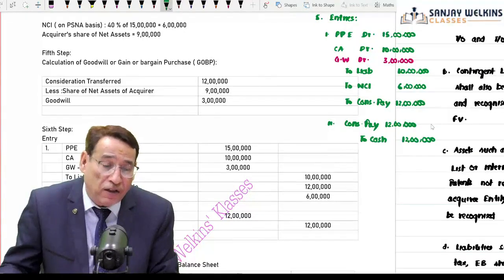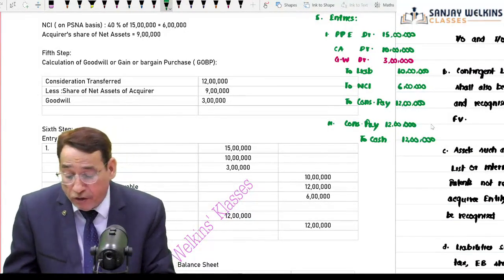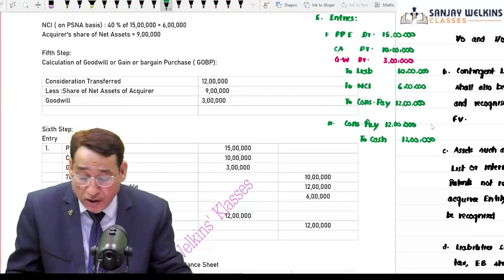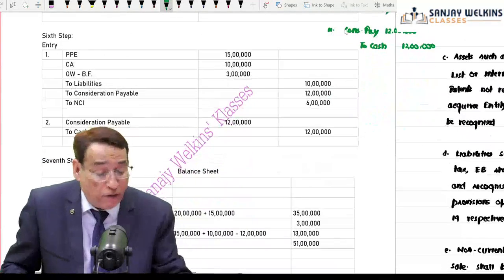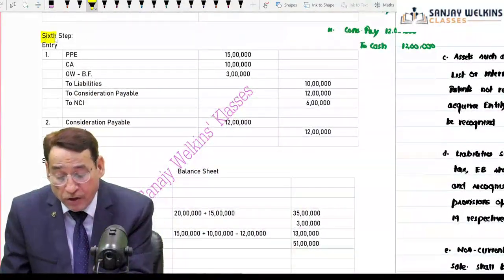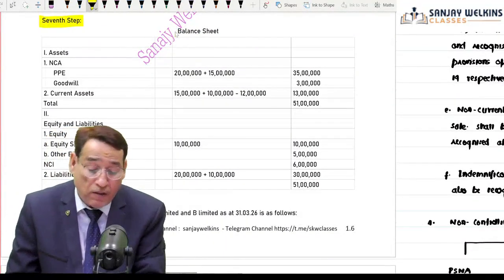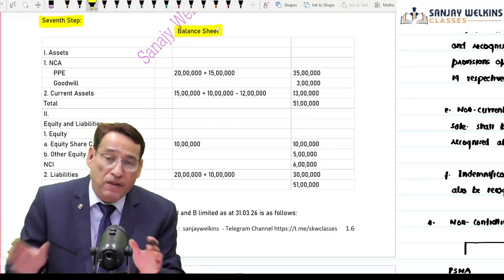And after this, you are supposed to prepare the balance sheet. And in order to prepare the balance sheet, see here. Now, our 5 steps are over. Now, 6th step is your balance sheet. 6 steps are over. Now, your balance sheet preparation. This is known as consolidated balance sheet.